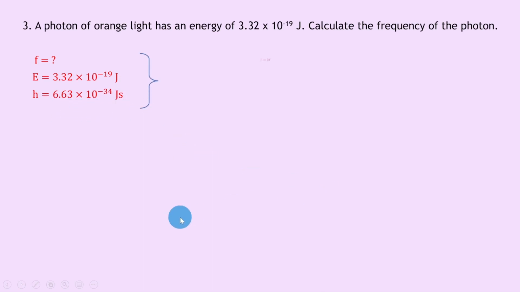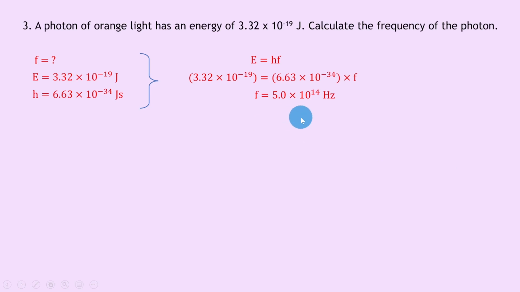So writing down our equation, we have E equals hf, substituting in the numbers gives us 3.32 times 10 to the minus 19 equals 6.63 times 10 to the minus 34 f, and now doing the left hand side divided by this number on the right hand side to get f on its own, in your calculator it gives us f equals 5.0 times 10 to the 14 Hz.